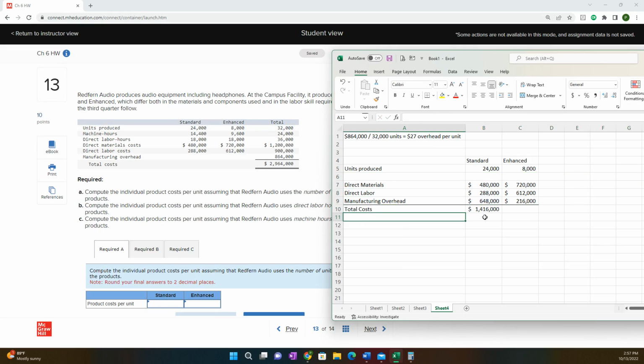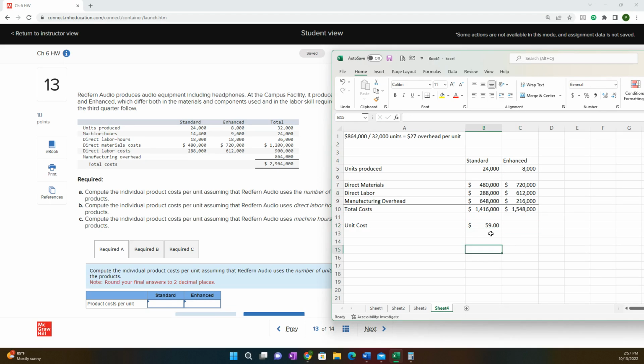For unit costs, we're just going to take the total costs, divided by the number of units produced. So that gives us $59 for standard and $193.50 for enhanced.